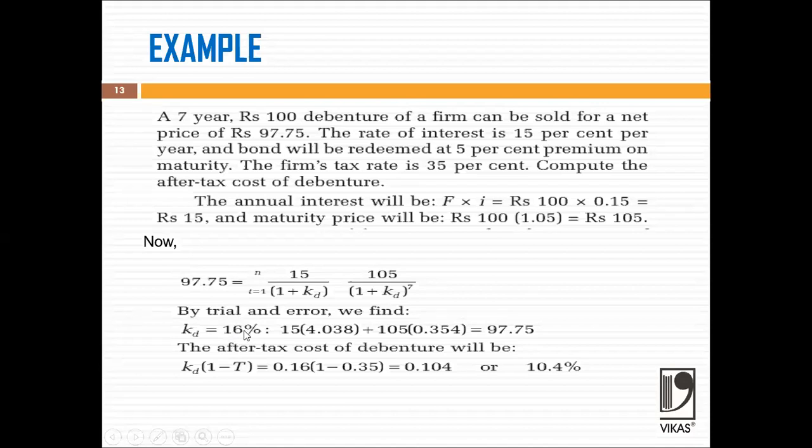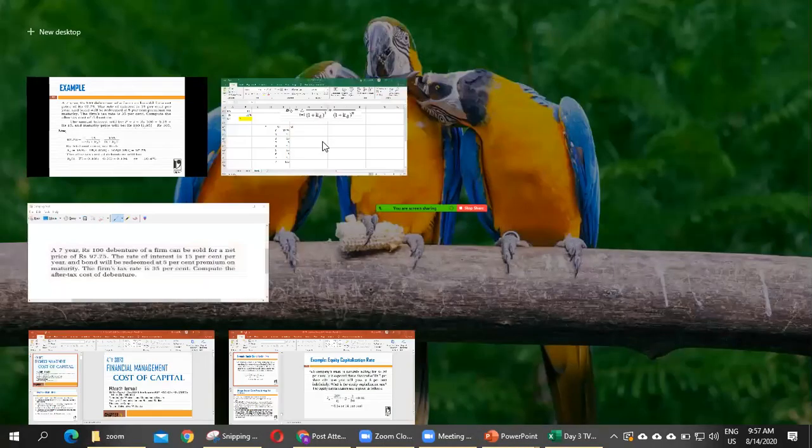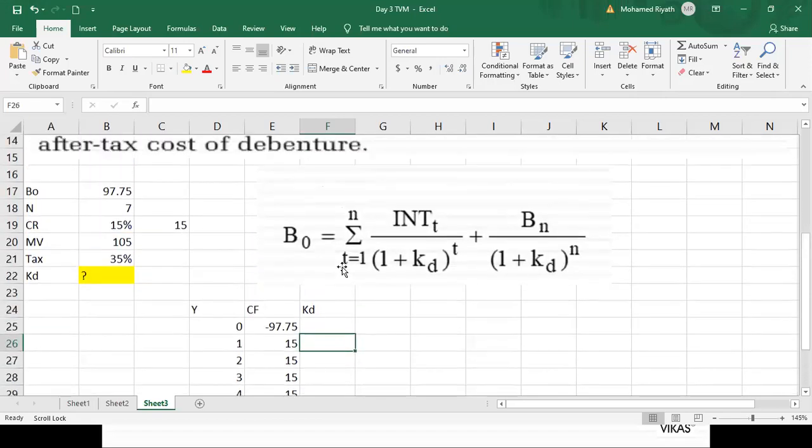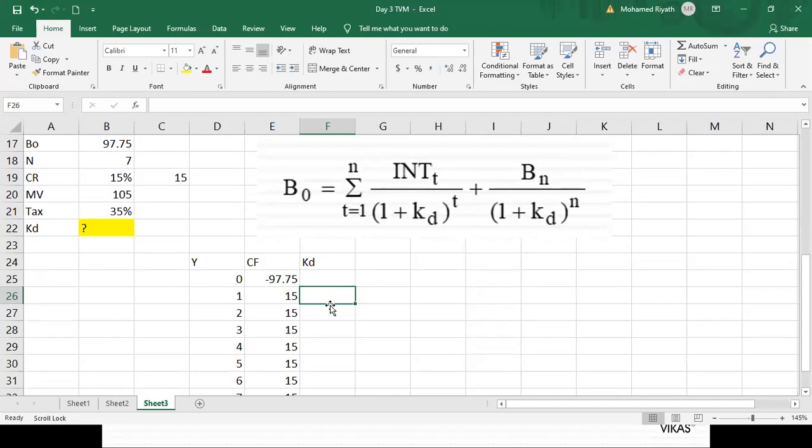No, 16% is the answer. We will take two values, 10% and 20%. We will take 15% and 20%. We'll see. We'll take two values, right? For cost of debt, we will take first 15%. We'll take 15%.